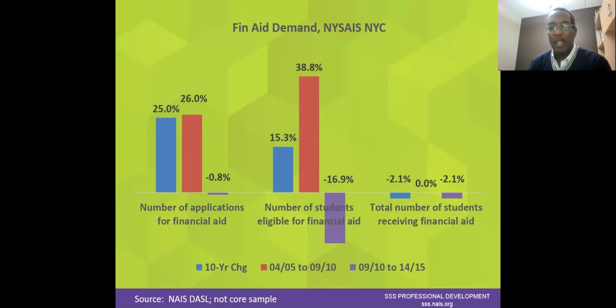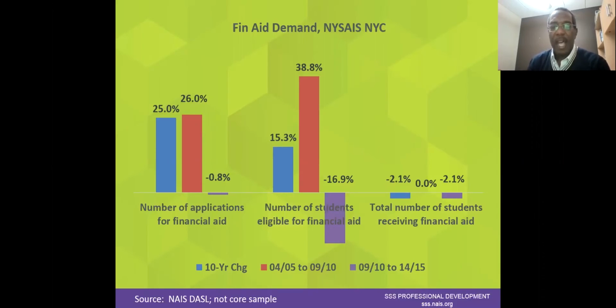So we see something very, very different here in terms of those patterns in applications, eligibility, and financial aid recipients. For schools in the city, they did still see a very marked increase in those first 5 years, that pre-recessionary period. Those first 5 years saw a big increase in the number of applications, 26%, and a big increase in the number of students showing eligibility, 39%.